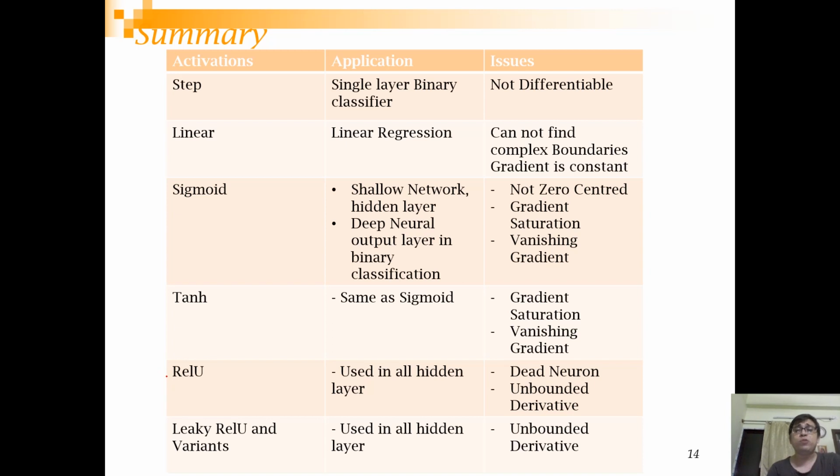Next, we move to ReLU. It can be used in all hidden layers. However, it has the problem of dead neurons, and the derivatives are unbounded. Leaky ReLU solved this problem of dead neurons, but the derivative is still unbounded.